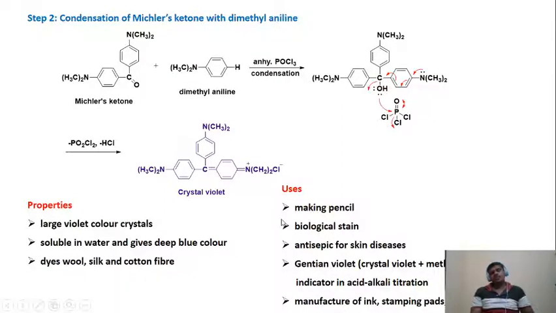Now what are the uses of crystal violet? It is used in pencil making, it is used as a biological stain to stain the cells in microbiology, it is used as an antiseptic for skin, so it has medicinal use also. Gentian violet, that's crystal violet plus methyl violet, used as an indicator in acid alkali titration, okay. So this is chemical use of this gentian violet, which is a mixture of crystal violet and methyl violet. In manufacturing of ink, stamping pads and typewriter ribbons, here also this crystal violet is used.